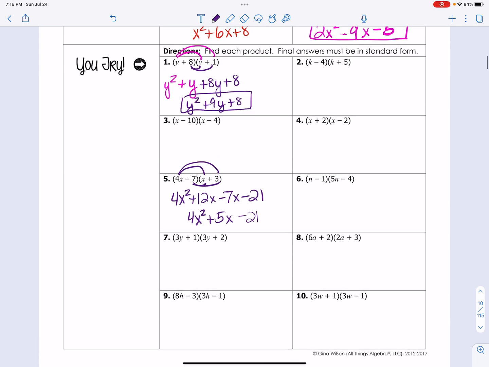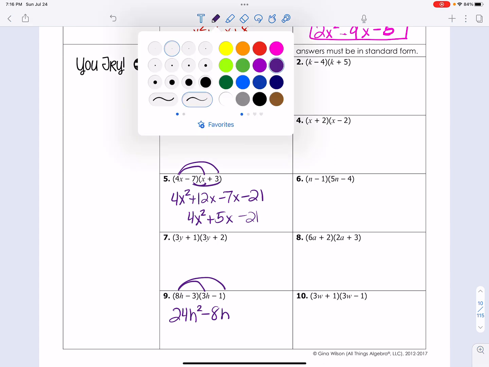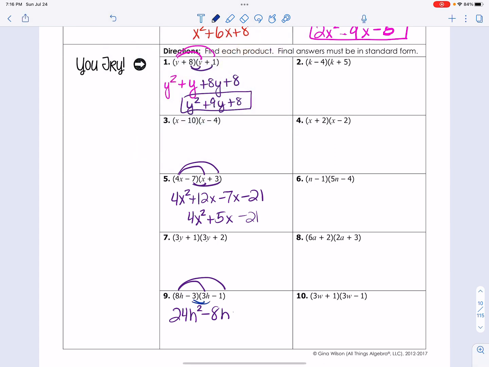And then I'm going to try 9. So I'm going to take the 8 into both of them. So that's 24h squared minus 8h. And then I'm going to take the negative 3, so minus 9h plus 3. So my final answer is 24h squared minus 17h plus 3. Okay, I would like you to try 2, 6, and 10. Pause the video and try 2, 6, and 10.